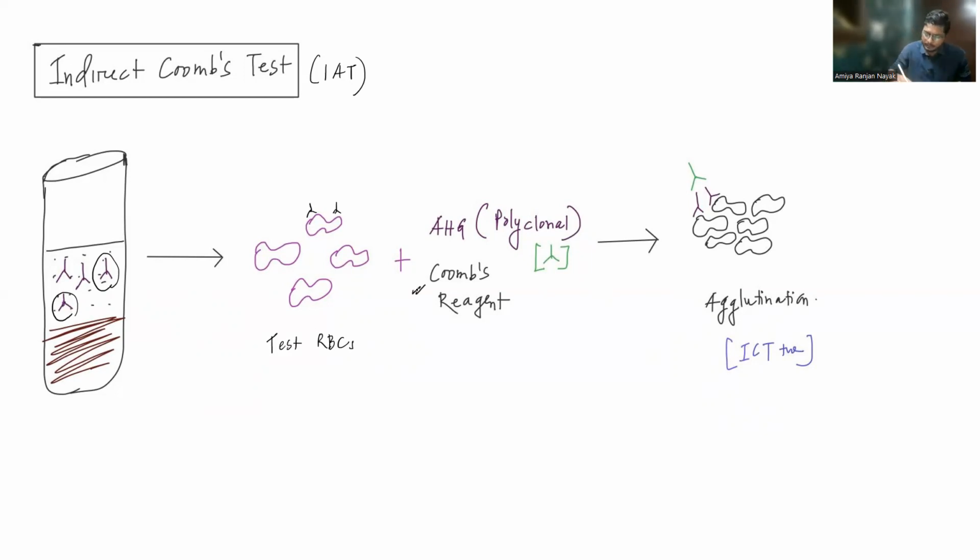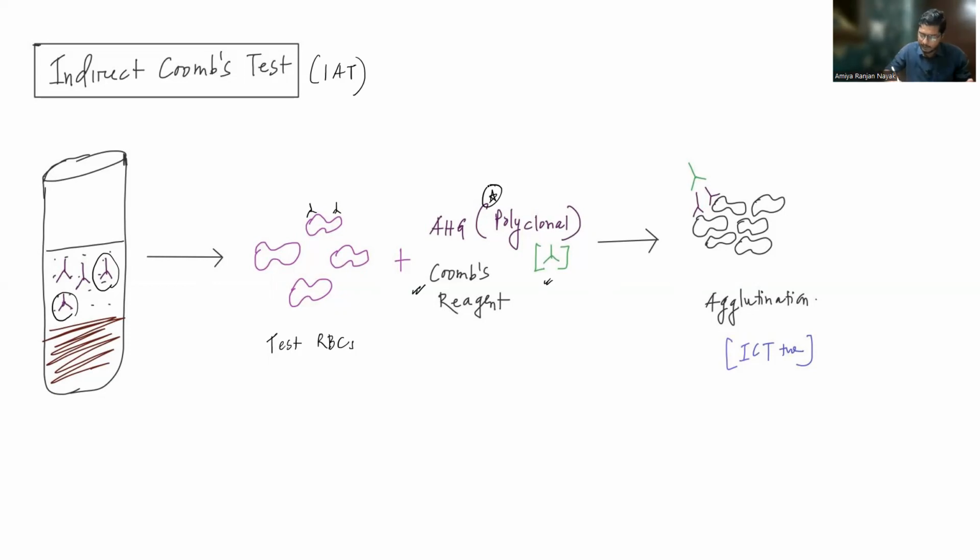Coombs reagents are nothing but anti-human globulins. These are actually polyclonal anti-human globulins. This concept we'll discuss later: what are polyclonal antibodies and what are monoclonal antibodies? For now, remember anti-human globulins contain polyclonal antibodies. And the rest of the things are similar to what we have discussed for DCT.